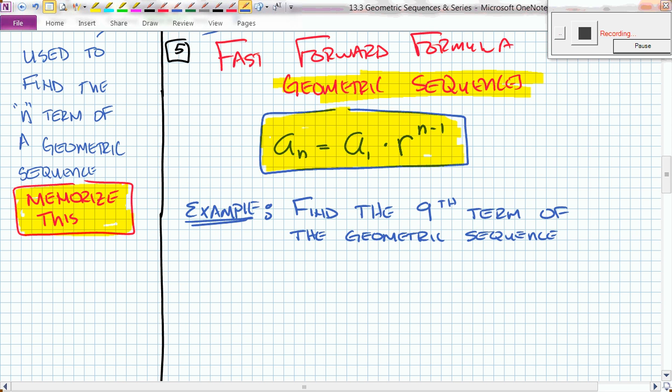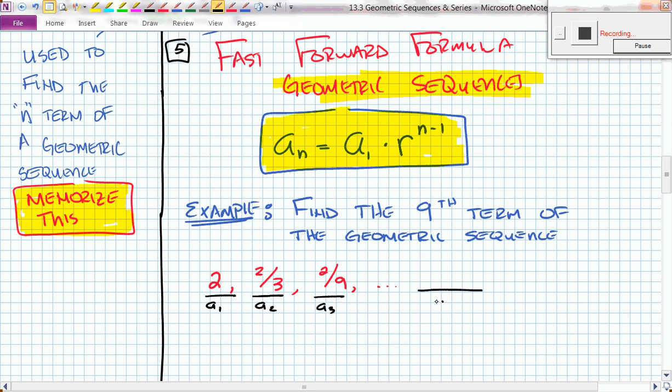Okay, here we go. Let's just finish up with an example here. I'd like you to find the 9th term of this sequence, and I'd like you to keep your answer in fraction form. Here's the sequence I'm going to give you. 2, 2/3, 2/9, dot, dot, dot. So the first term, a sub 1, is 2. The second term, a sub 2, is 2/3. The third term, a sub 3, is 2/9.